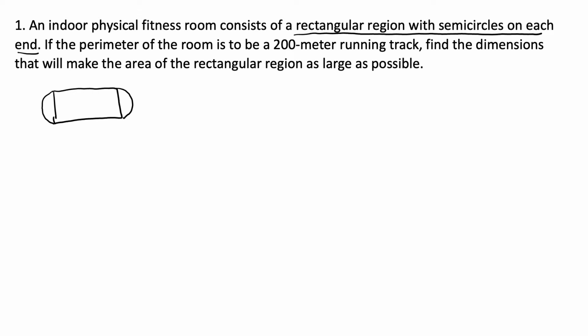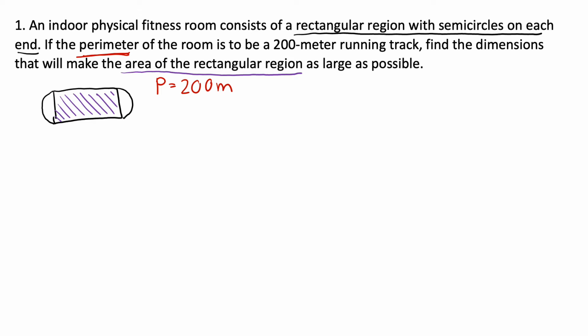So we want to talk about the perimeter of the room, which is going to be a 200-meter running track. So I know the perimeter is going to be 200 meters. And then we eventually want to find the dimensions that are going to make the area of the rectangular region as large as possible. So we want to maximize this area here. So in order to do this, let's start by labeling our pieces.